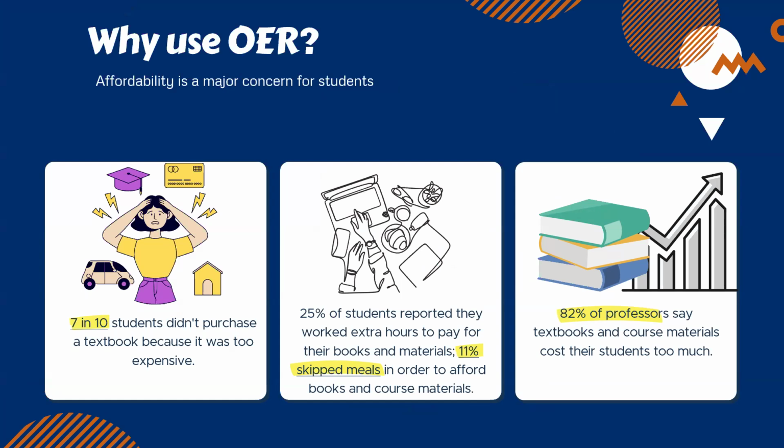Another study done by the same group in 2020 found similar results, with 66% of all surveyed skipping buying or renting course materials at some point in their college career because of the cost. The 2020 survey also found that when asked if the students were concerned that not purchasing course materials would negatively impact their grade, 90% said yes for textbooks. 25% of students reported they worked extra hours to pay for their books and materials. 11% said they skipped meals to afford books and course materials.